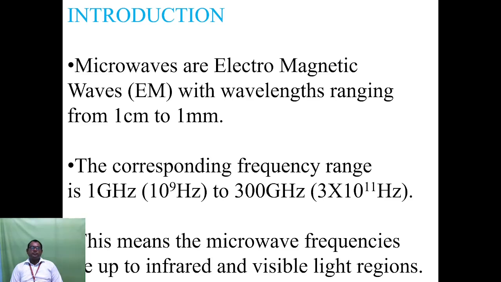Introduction: microwaves are electromagnetic waves. That means it is a high frequency wave which has a wavelength ranging from 1 centimeter to 1 millimeter. The corresponding frequency range is 1 gigahertz, that is 10 power 9 hertz, to 300 gigahertz, that is 3 into 10 power 11 hertz. This means the microwave frequencies lie below the infrared and visible light regions. So this is the frequency range and the wavelength of a microwave signal.